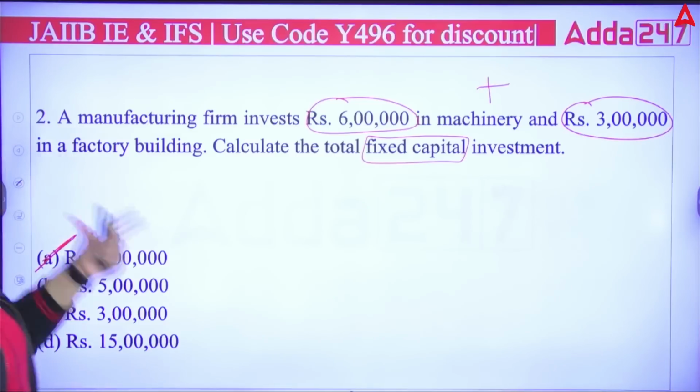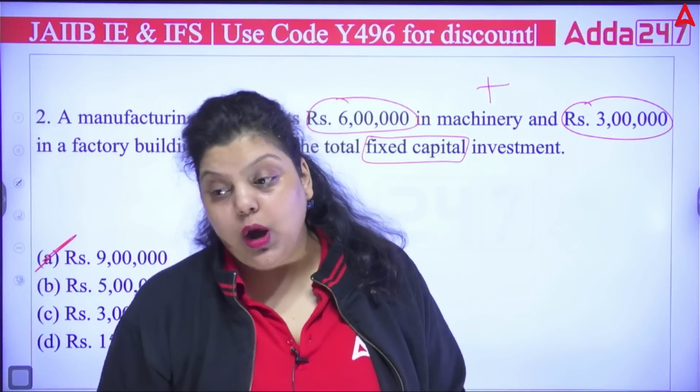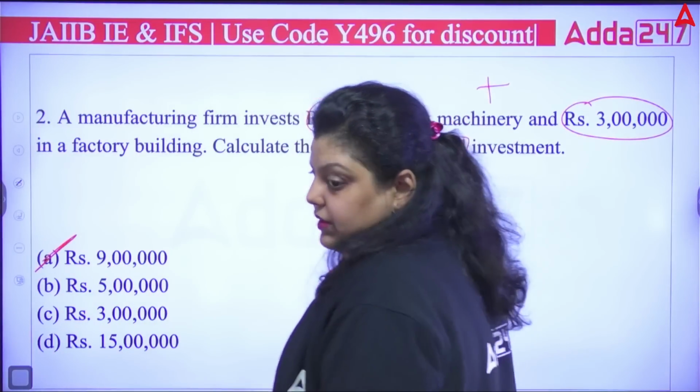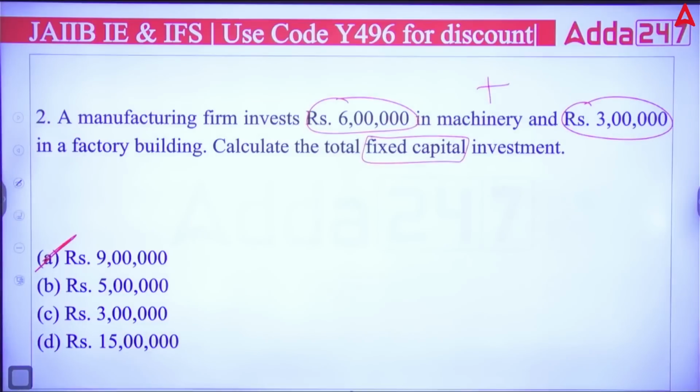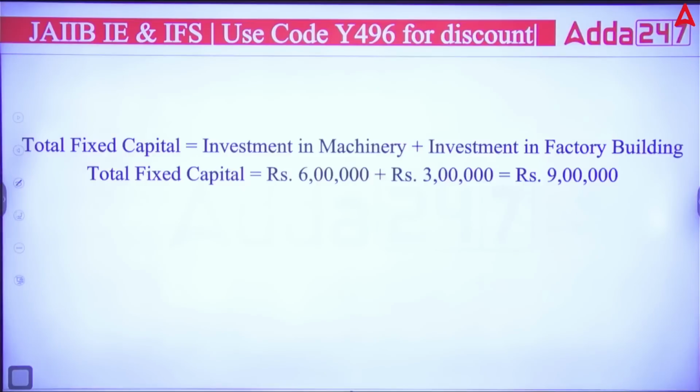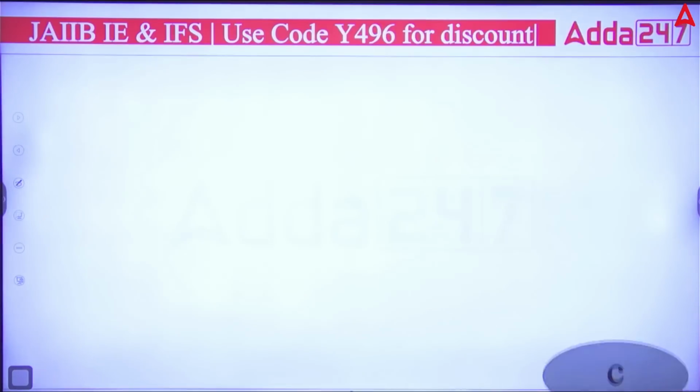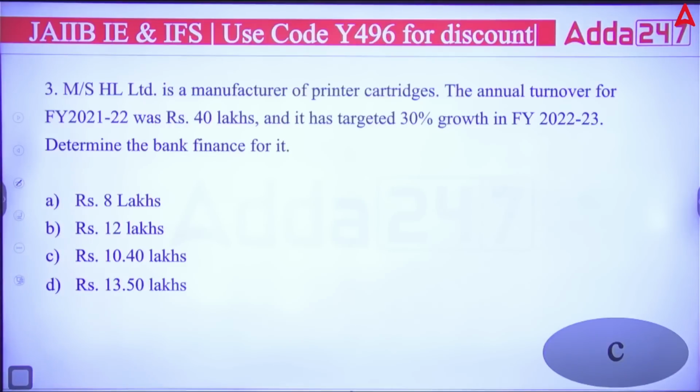So fixed capital means the capital which is the long-term asset of a company and it will remain with the company, that will be a fixed asset. So the right answer is your 9 lakh. You can see here the answer is A. And how we have calculated: total fixed capital equals your investment in machinery plus your investment in factory building, that gives you the 9 lakh value of your total fixed capital. Clear? Next, the third question.